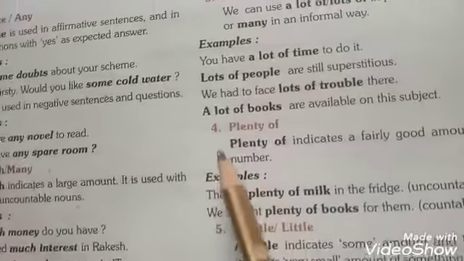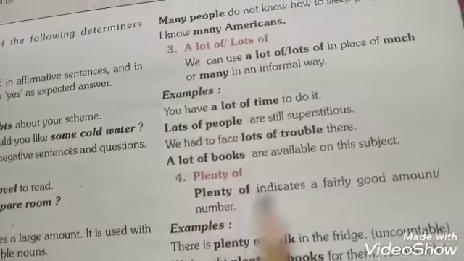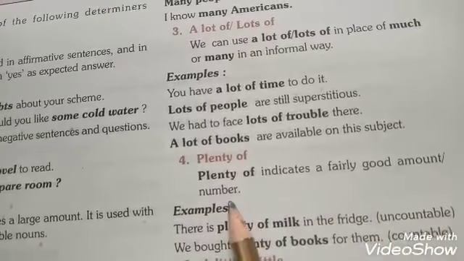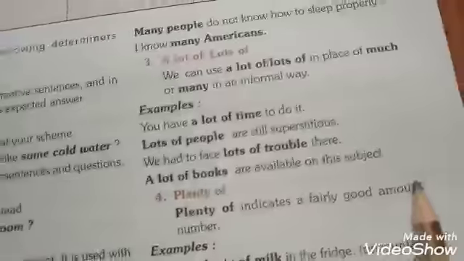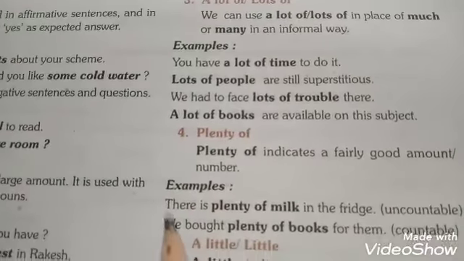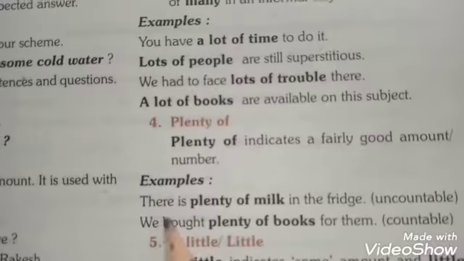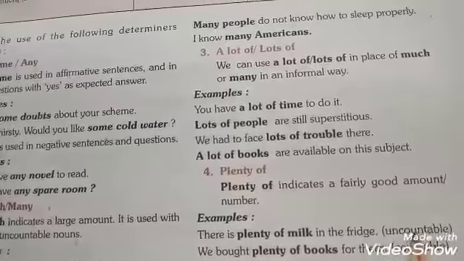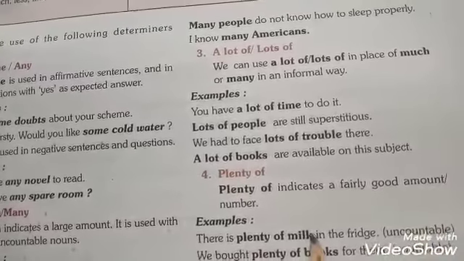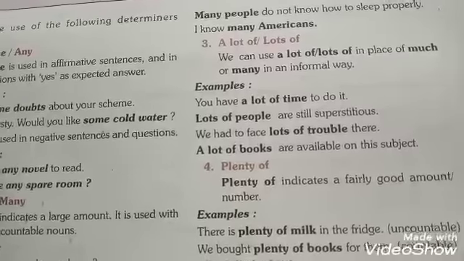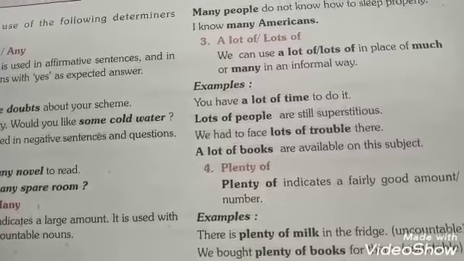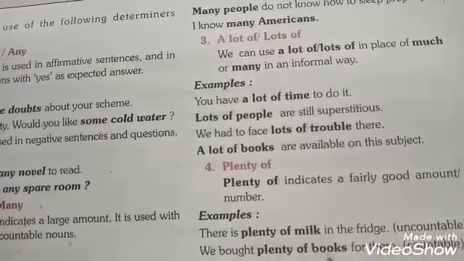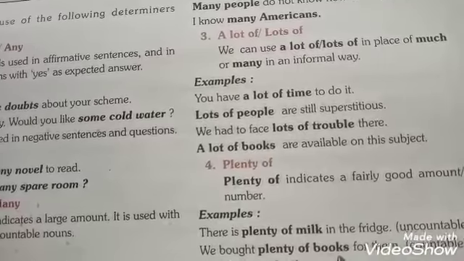Students, now move to the use of plenty of. Plenty of indicates a fairly good amount or number. It means it may be used with both amount and number. Examples will make you aware of the use. There is plenty of milk in the fridge. This is uncountable. This is amount. Second example, we bought plenty of books for them. It is countable. It is not uncountable. Here it is going to teach us about number.